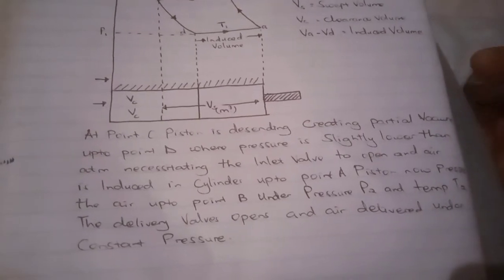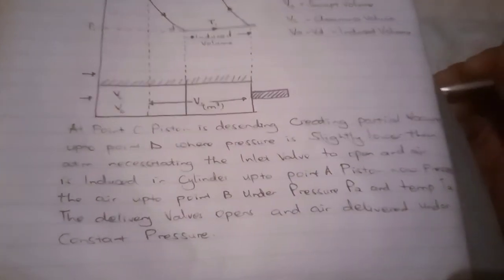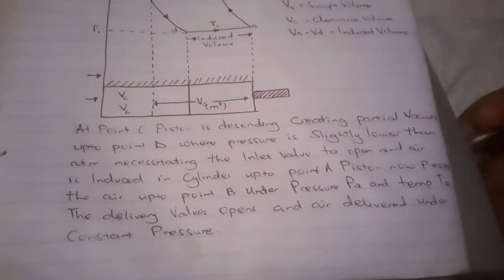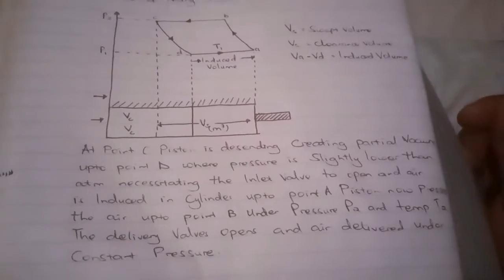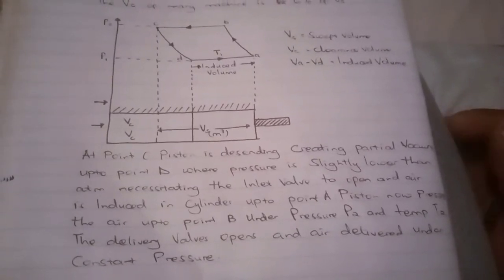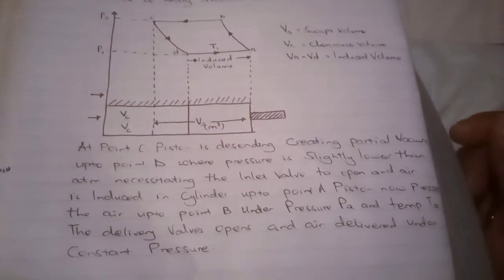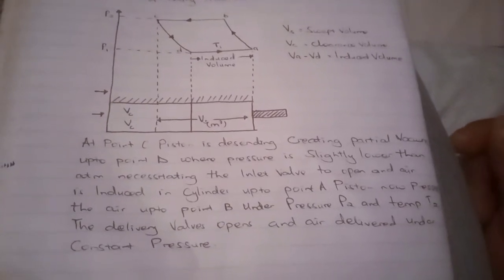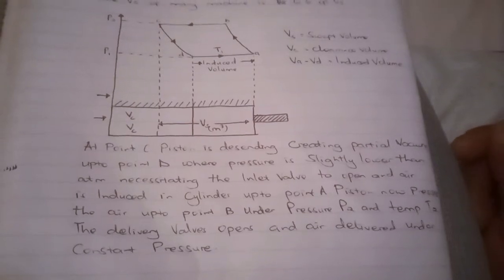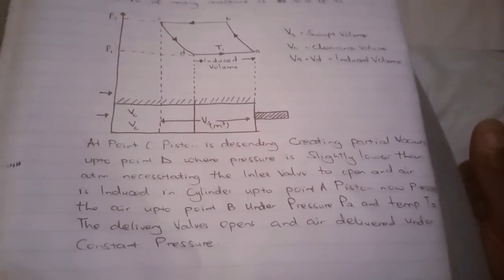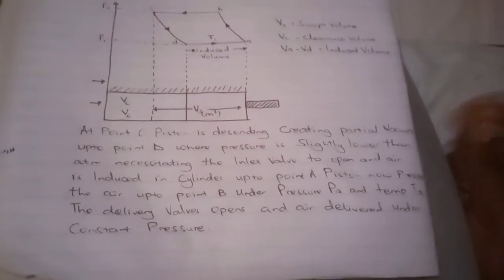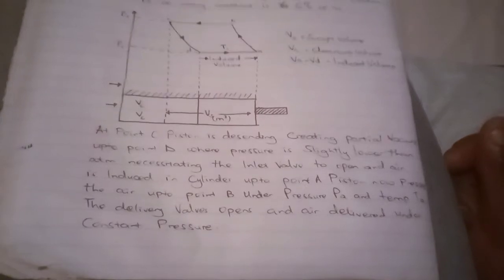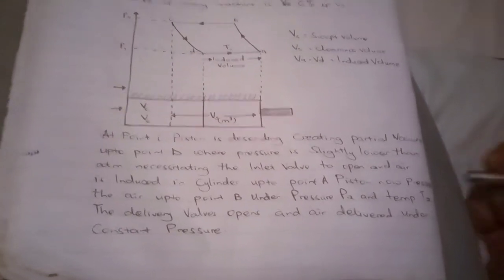Then I'm going to work on piston at C. At point C, piston is descending, creating a partial vacuum up to point D, where pressure is slightly lower than atmospheric pressure, necessitating the inlet valve to open, and air is induced in the cylinder up to point A. Piston now pressurizes the air up to point B under pressure P2 and temperature T2. The delivery valves open and air is delivered under constant pressure.